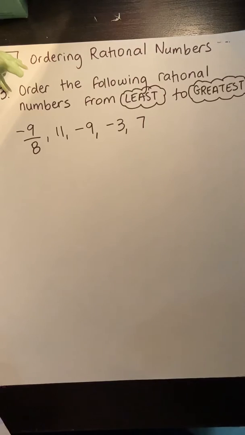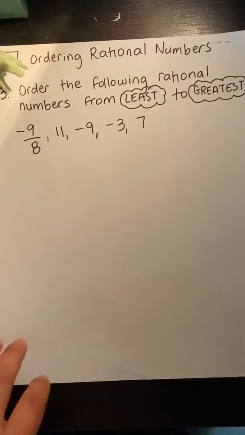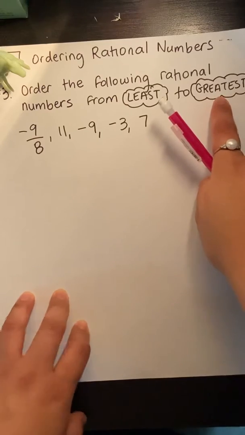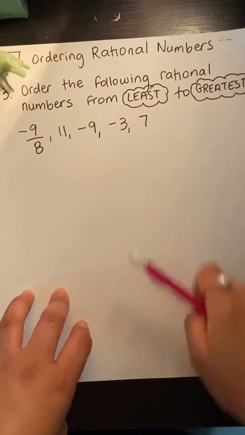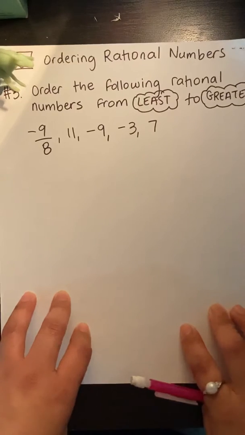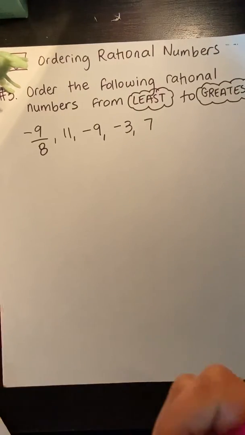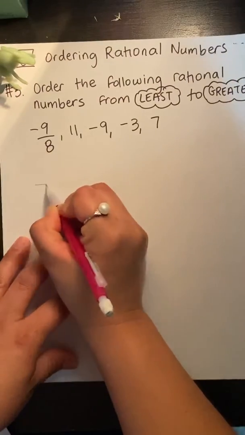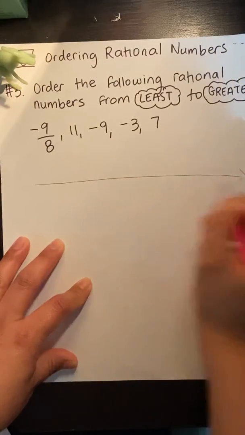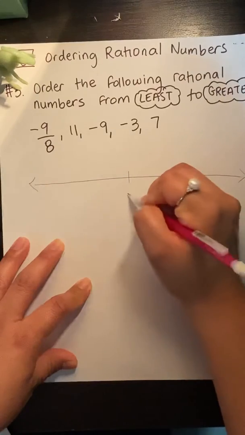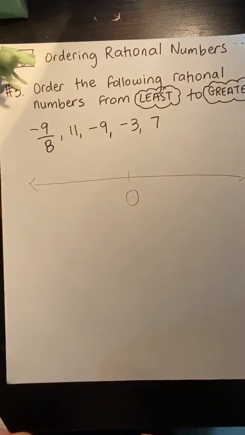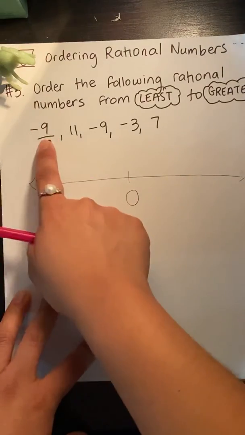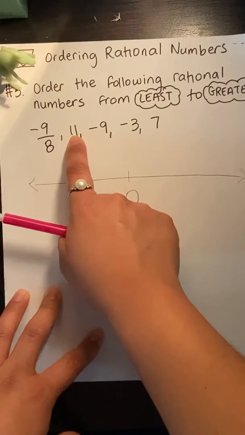After I copied the question and annotated the key words from least to greatest, I will use the same strategy that I used in the last problem, a number line. So I am going to draw a number line, and in the middle, mark 0, because I have both negative and positive numbers.